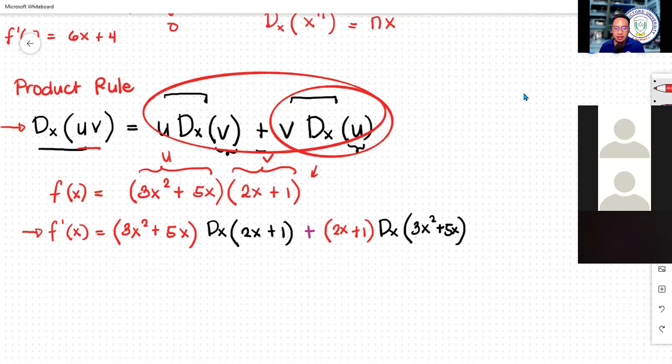Now, you notice that the red ones, I mean to say these things, guys, this one, 3x squared, we don't do anything to those terms. Okay, wala man the instructions to do something on them. Our instructions are here, man. You get the dx of this 2x plus 1, and as well you get the dx with 3x squared plus 5x. So let's do that.